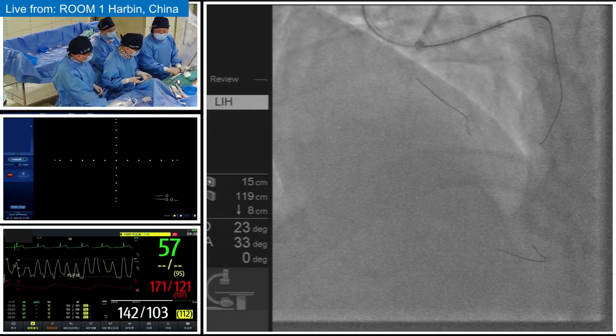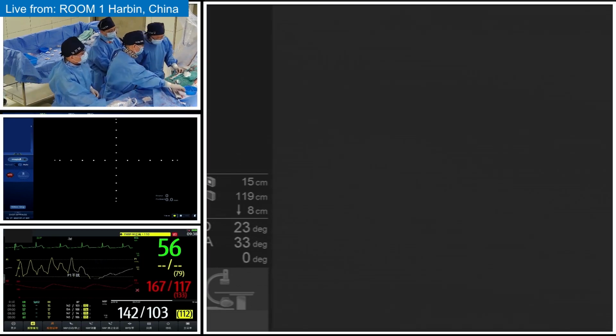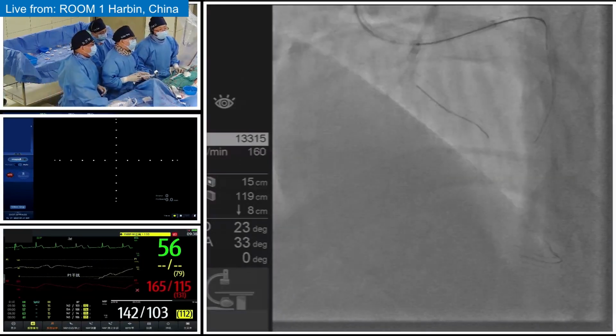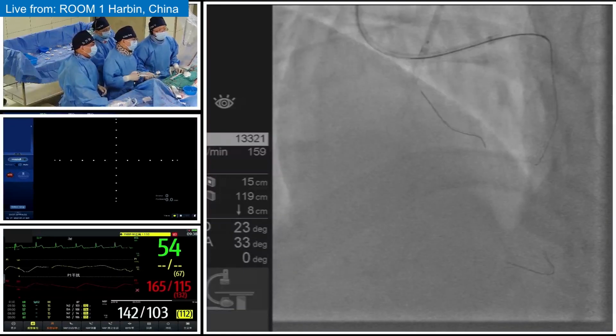So for the ADR technique, the indication and the choice of optimal candidate are of great importance.